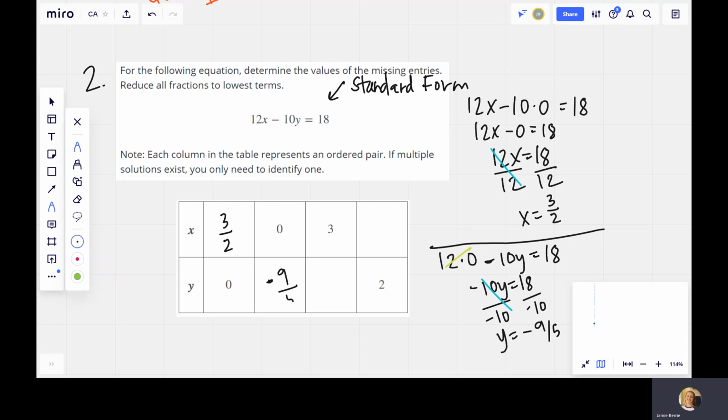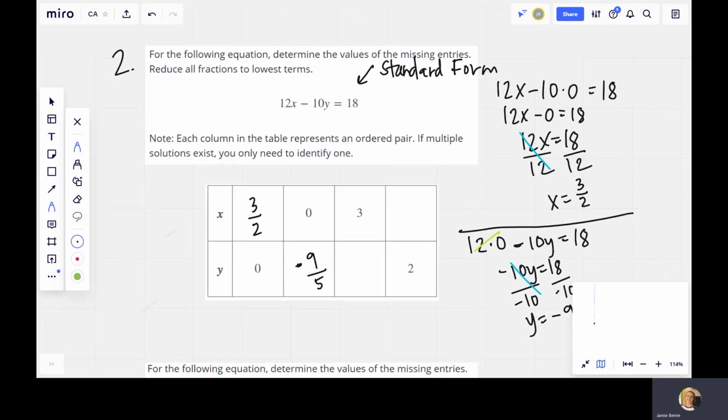Negative 9 over 5. It wouldn't be incorrect to put the negative down here with the 5. It doesn't matter. You can put the negative in the top, you can put it in the bottom, you could put it just off to the side, kind of like how I have, as long as the negative's in there somewhere. All right, let's scoot this way.